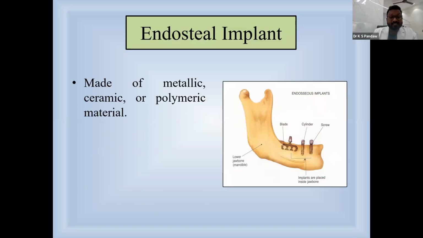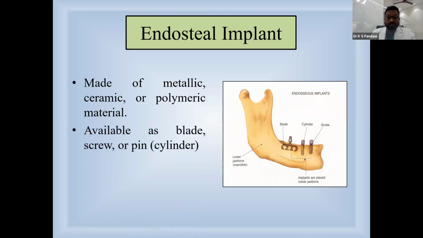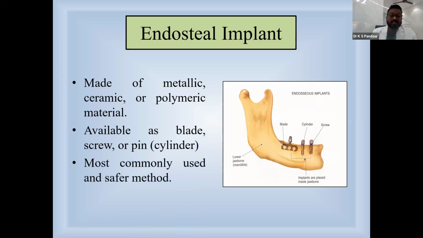This can be made of metallic, ceramic, or polymeric material, and is available as a blade or screw. Nowadays, most of the implants we use are endosteal implants. It is the most commonly used and safer method.